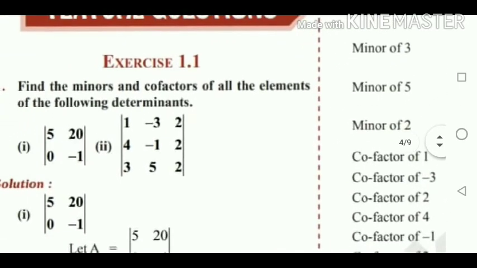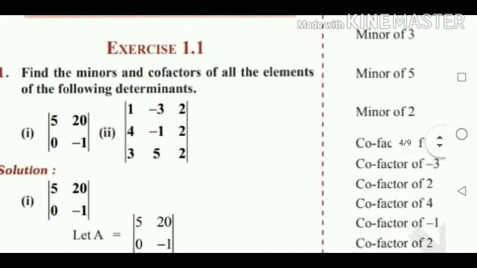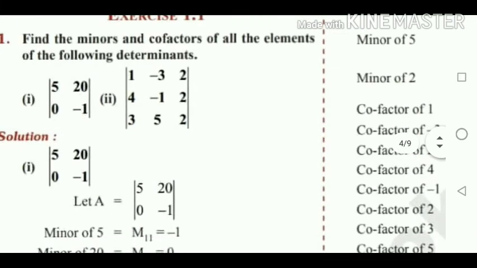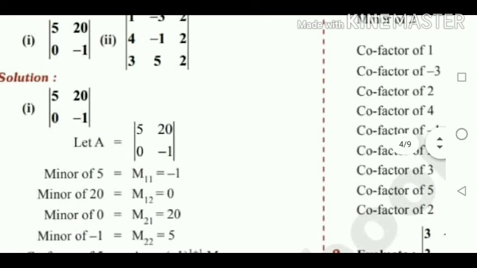Now we are going to see about exercise 1.1. Find the minor and cofactor of the elements of the following determinants. 5, 20, 0, minus 1. Let A equal to 5, 20, 0, minus 1. Minor of 5 is the element opposite to it, that is minus 1. Minor of 20 is the opposite element, 0. Minor of 0 is the opposite element, 20. And minor of minus 1 is 5.